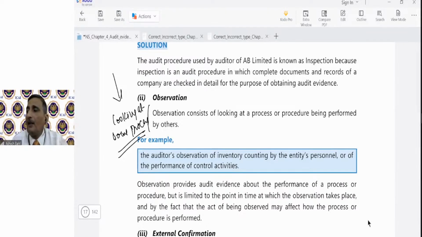So what is the difference between these two? Inspection means the auditor doesn't see a process happening. He just goes through the documents on his own, or he examines an asset. But observation means looking at some process carried on by others. Okay, so this is called observation.